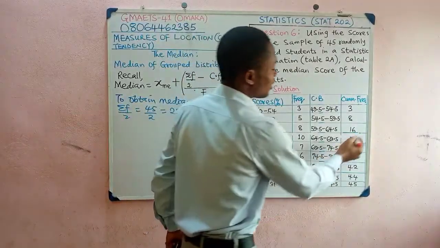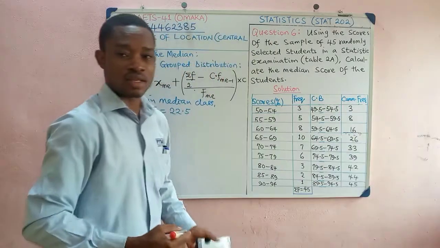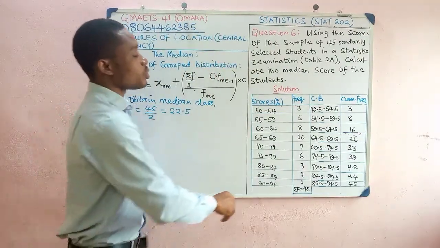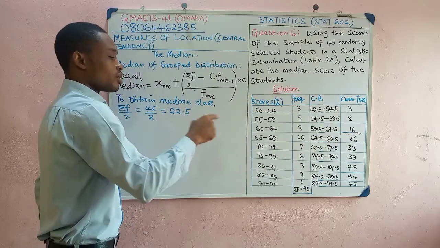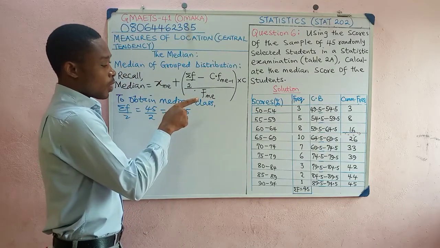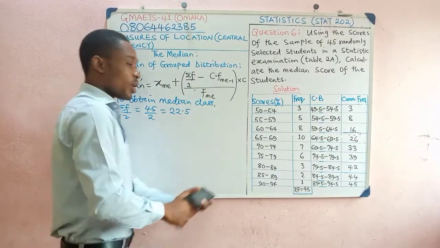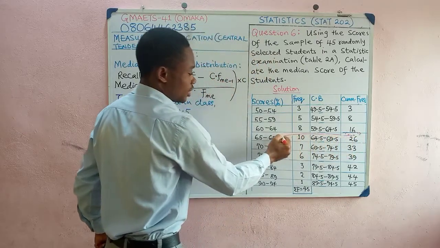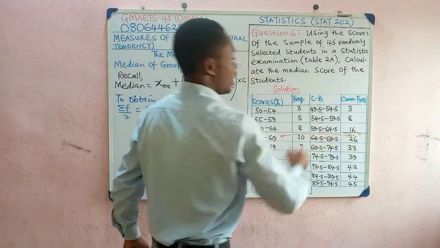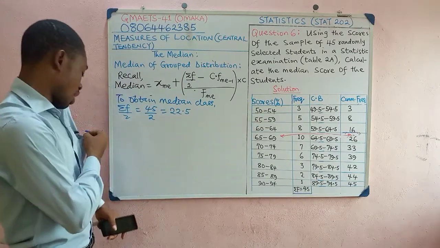And of course, if you look at this, 22.5 is between 16 and 26. Is that not so? Now, if 22.5 is between 16 and 26, it means the next greater cumulative frequency in this problem is going to be 26. Therefore, we're going to pick this as the median class. So let me mark it like this. This is our median class. Hence, all calculations will be based on that class.